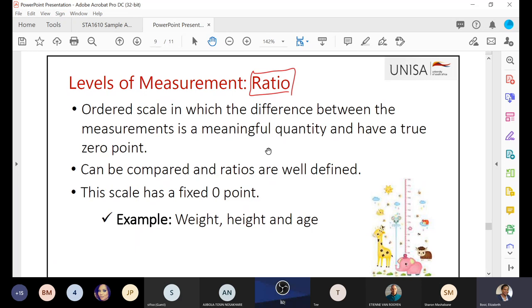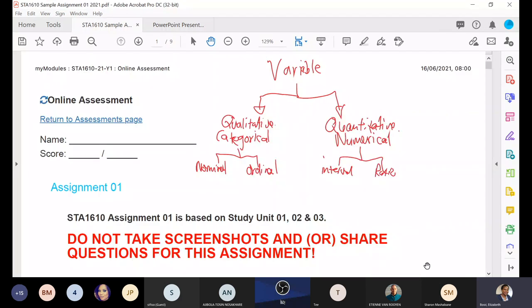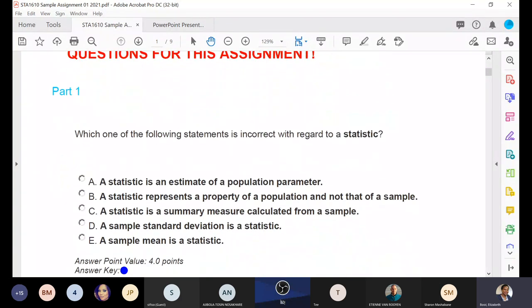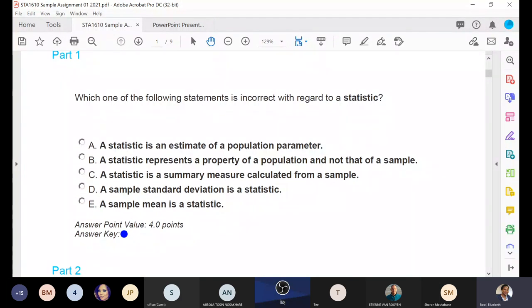Okay, so going back to our summary note, in a nutshell, that is what you needed to know in terms of study unit one. So let's see if we can answer some of these questions. I've hidden all the answers that your lecturer has given. So it means me and you, we won't know if we have the right answer. So let's see if we can get the right answer without copying.